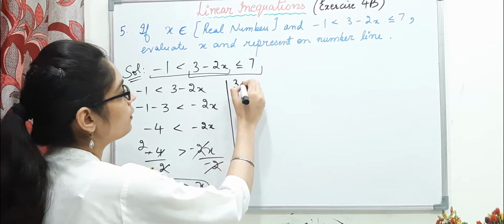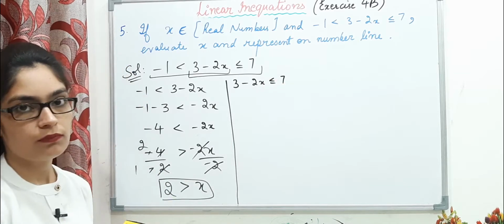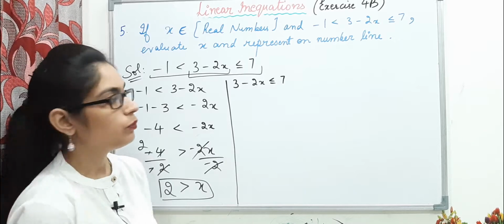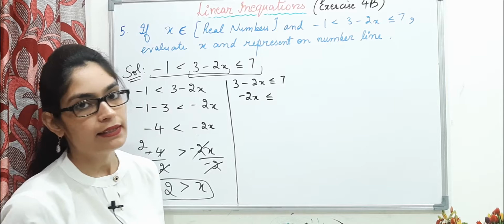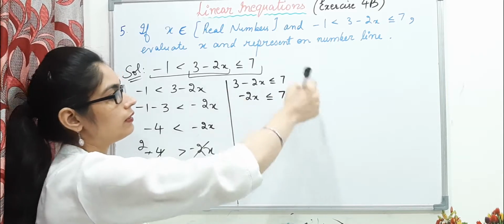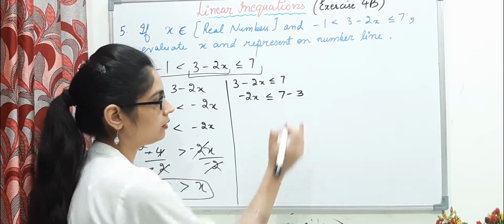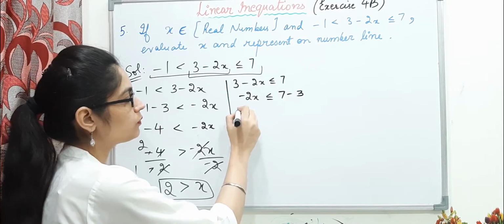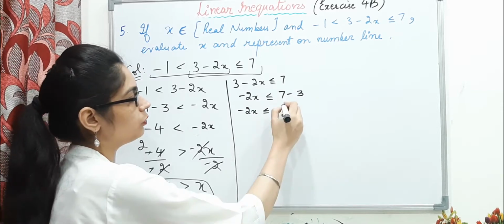3 minus 2x is less than equal to 7. So like terms we can write together. Minus 2x I will keep on this side, less than equal to, I will write as it is, 7. This 3 I will shift to the other side. So when I shift plus 3 to the other side, it will be changed to minus 3. The sign of the inequation will remain the same as of now. So minus 2x is less than equal to 7 minus 3, 4.